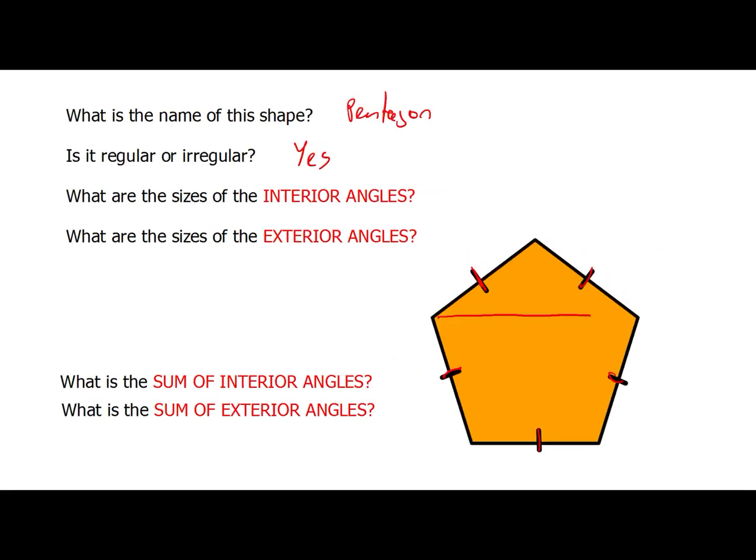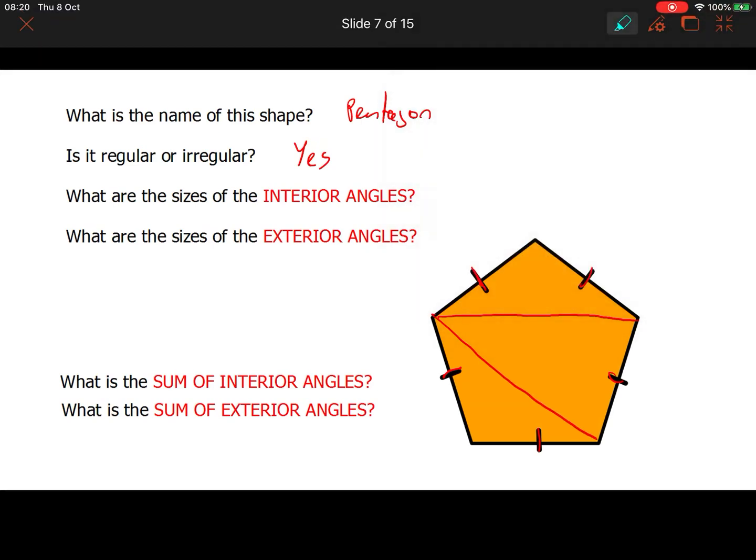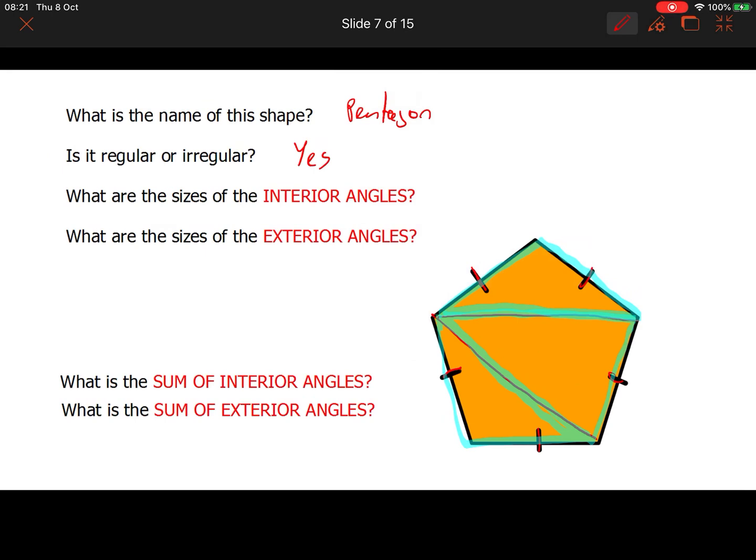Well, a pentagon, I can split into 3 triangles. 1, 2, 3 triangles. Okay? So if each triangle is 180 degrees, then the sum of the interior angles must be 540 degrees.